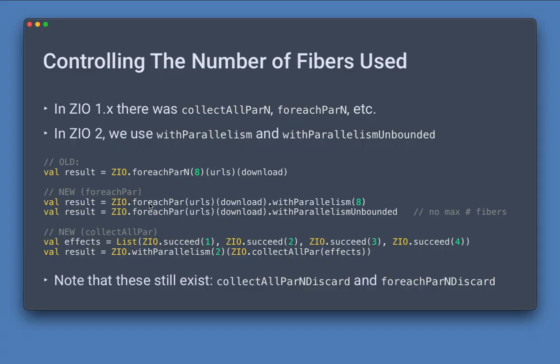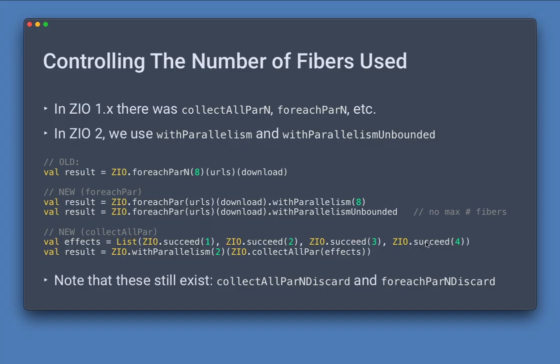And the way you do that with ZIO 2 is you write the initial code like this, and then you add withParallelism to the end, and you say, we'll do that with 8 fibers in this case. Or you could also say in this case, don't put a maximum number on the fibers: withParallelismUnbounded. So that's a way you could do that with foreachPar. And then this example here is going to show how to use that with collectAllPar.